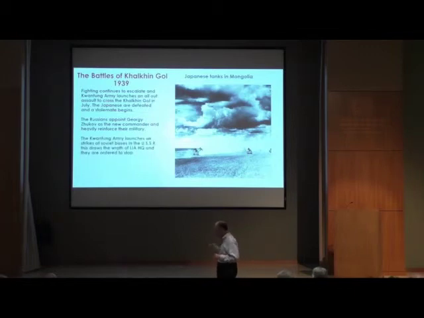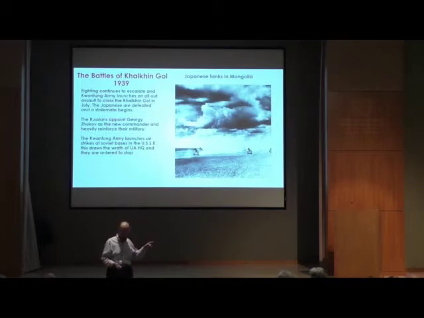So the Kwantung Army begins to actually launch air raids. That's the one bright spot in this whole thing for the Japanese. The Japanese Army Air Force does perform very well. And they start launching attacks on Russia itself, not the Mongolian People's Republic.